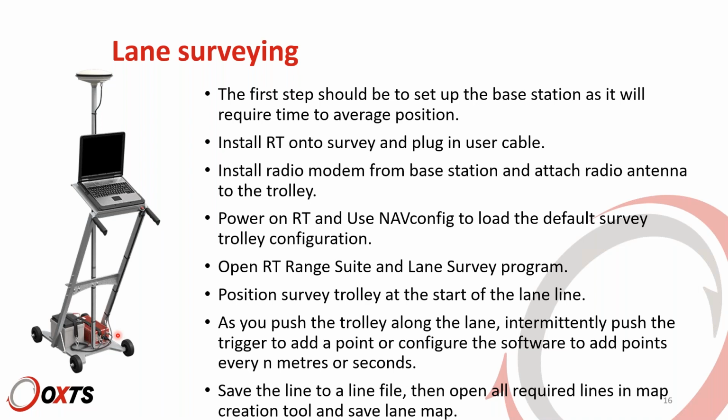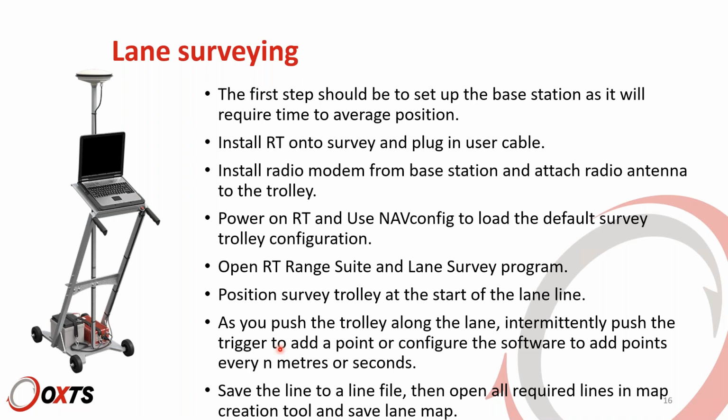You can just load the survey trolley configuration to the unit and it will be fully set up. Then you'll want to initialize the system, which just requires moving it to, say, 1 meter per second or greater, just to give it a forward velocity, and it will start outputting data. Then you'll want to position the survey trolley at the start of the lane line, and then you'll just push the trolley along the lane.